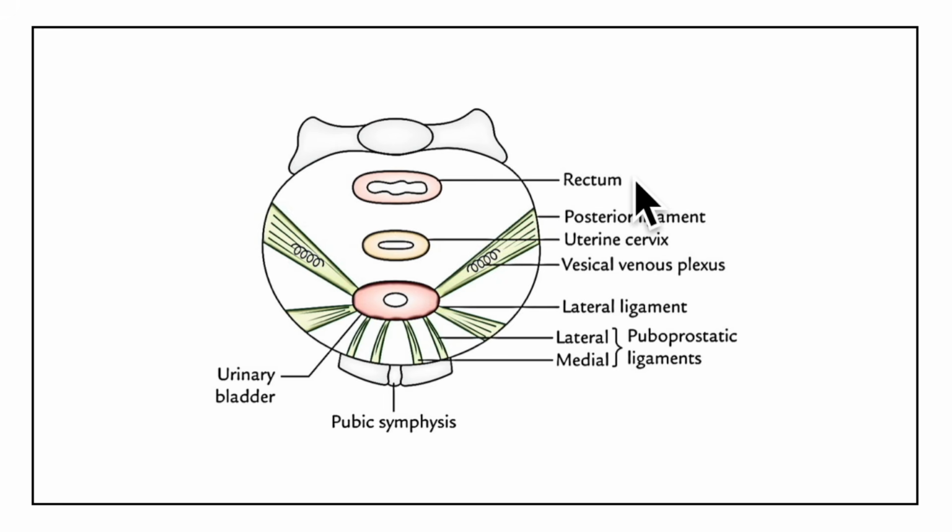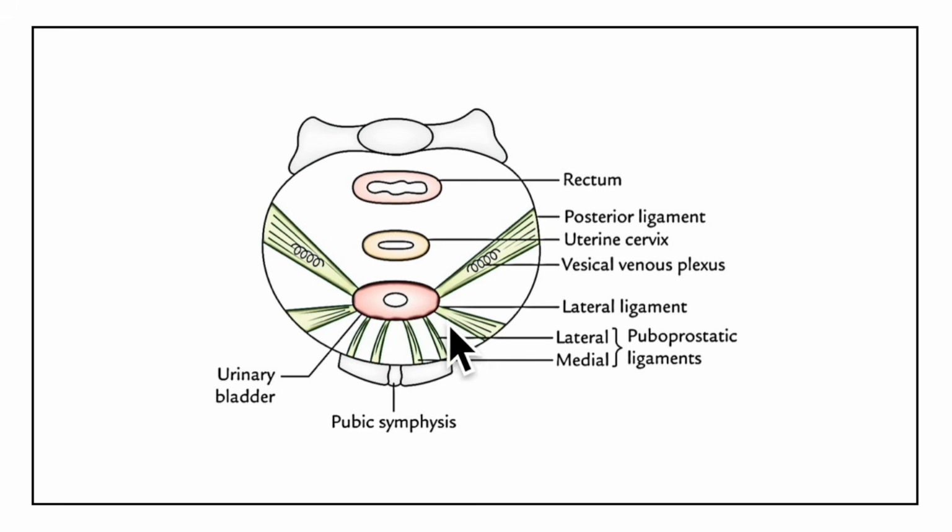Now let's learn about the ligaments of the urinary bladder. We have true ligaments and false ligaments. In this diagram, you can see the rectum and here is the urinary bladder, and these green color structures are the ligaments. Now looking at the true ligaments, these are condensations of the pelvic fascia around the neck and the base of the urinary bladder.